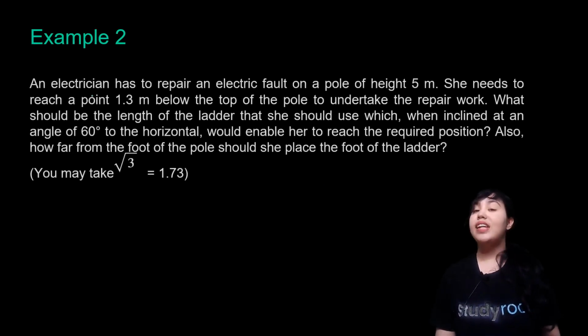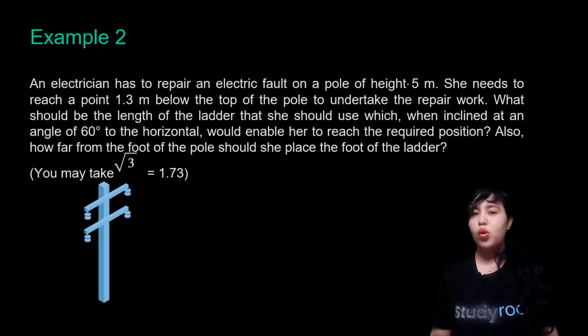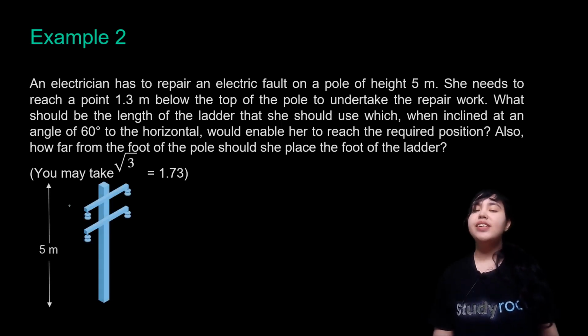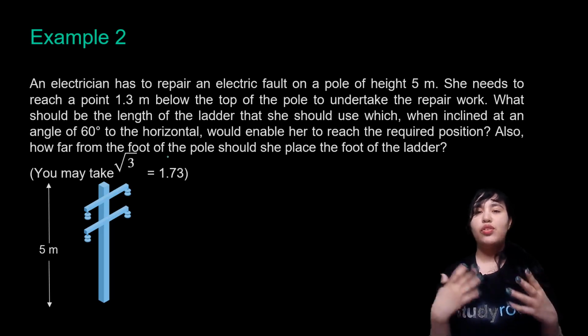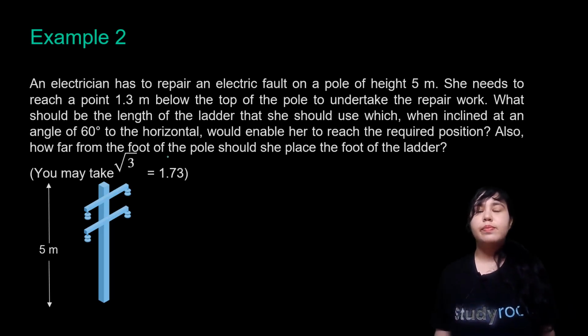So here we have an electrician. He has to repair an electric fault on a pole of height 5 meters. So we have this pole over here, and what is its height? 5 meters. She needs to reach a point. That means we are talking about a girl who wants to reach a point. So let's say she's making use of a ladder. She's not a monkey, so she won't be able to climb it directly. So she makes use of a ladder.